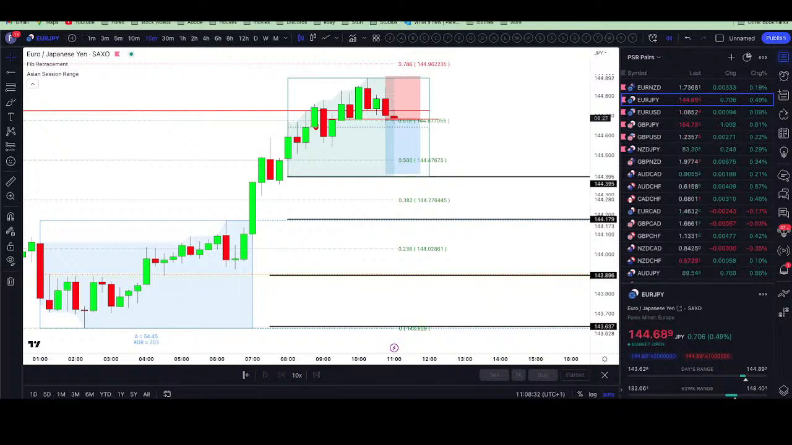This is why I was talking about the fib levels. You're better off waiting for price to go back to the fib levels before you take a trade setup, just in case.